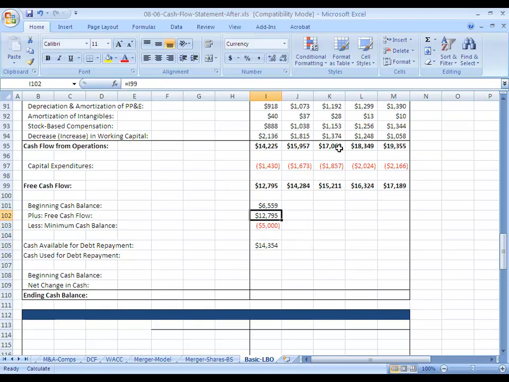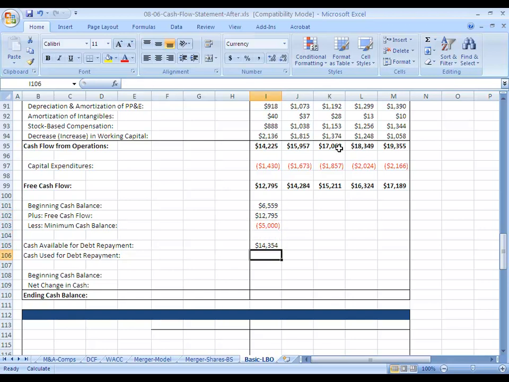We see that it's a bit higher than the free cash flow number here, and that is because we started with some amount of cash. We do have this minimum balance that has to be maintained, but the fact that we started with over 6 billion worth of cash means that we have 14 billion available for debt repayment versus the 12 or 13 available that we would infer from the free cash flow number.